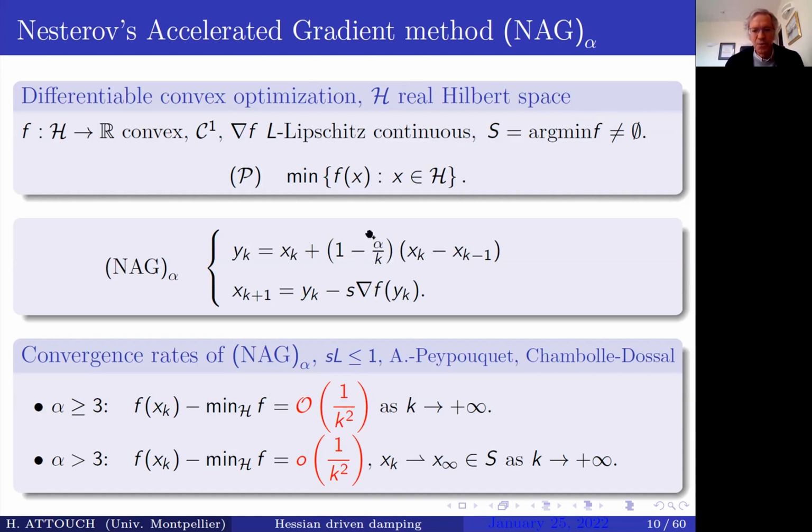And as I said, the important point is the tuning of the extrapolation. In order to have a fast method, the idea is to have the extrapolation coefficient go to 1 in a very controlled way from below, like 1 minus alpha over k. So if alpha is greater than or equal to 3, you have this order of convergence. And if alpha is strictly greater than 3, you can improve this order, passing from capital O to small o, and moreover, you have convergence of the iterates. These are recent results with Attouch, Chbani, Peypouquet and Redont, and with Chambolle and Dossal.